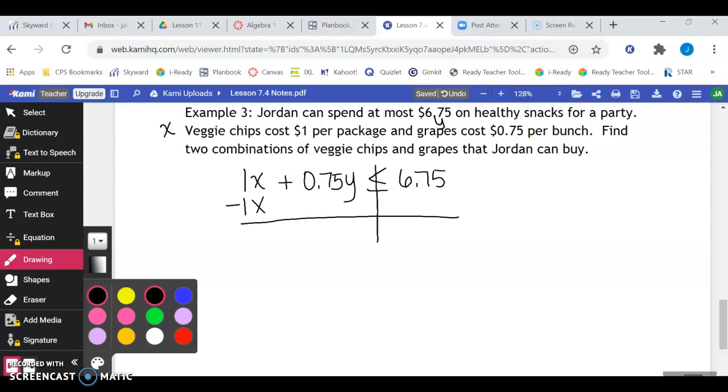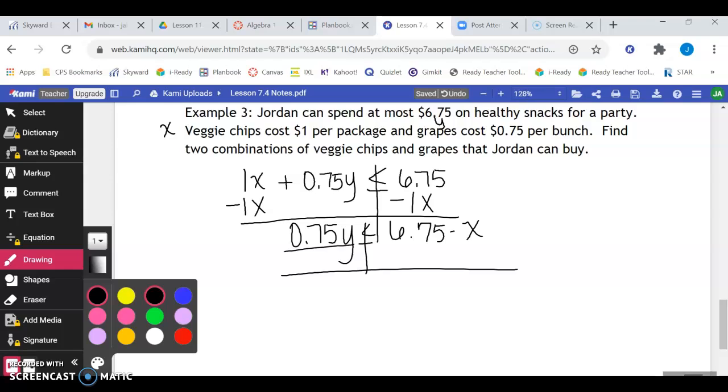So we're going to minus 1x from both sides. So we have 6.75, and I'm going to put minus x because we normally don't write that 1 out front. And then I have to divide everything by 0.75. So this would be y is less than or equal to, and 6.75 divided by 0.75 is 9. And then negative 1 divided by 0.75. So 1 divided by 0.75 is 3/4.